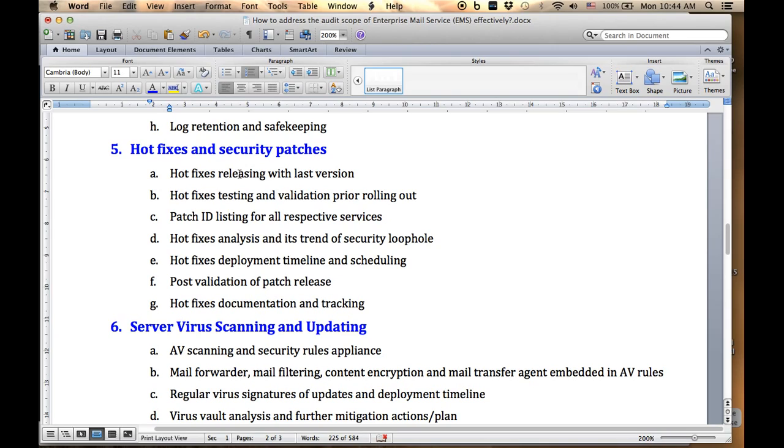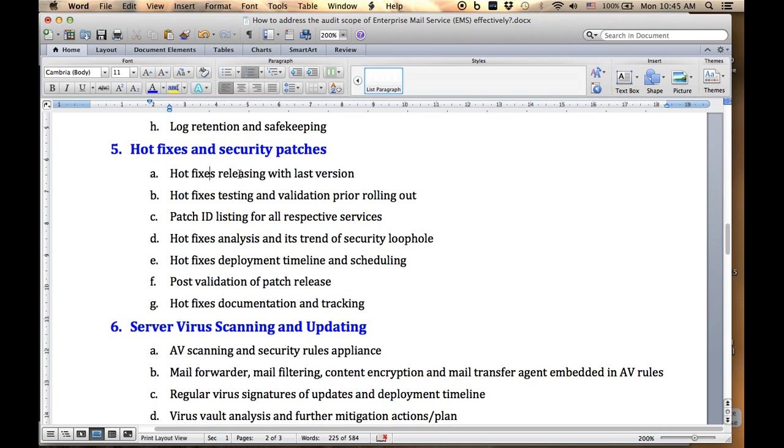So the next is hotfix analysis and its trend for security loopholes. So you need to understand the flow and the history of the hotfix activity. So the next is hotfix deployment timeline scheduling. So you need to understand the scheduling and the timeline that the engineer and IT security need to follow to deploy, upon the approval from the IT steering committee or from the chief IT security officer.